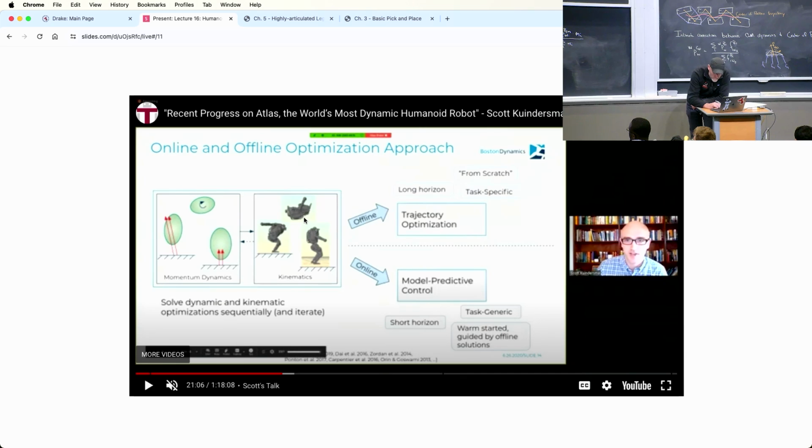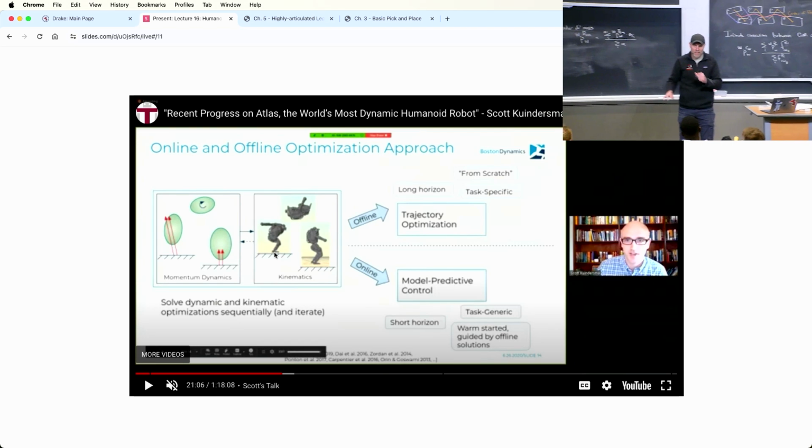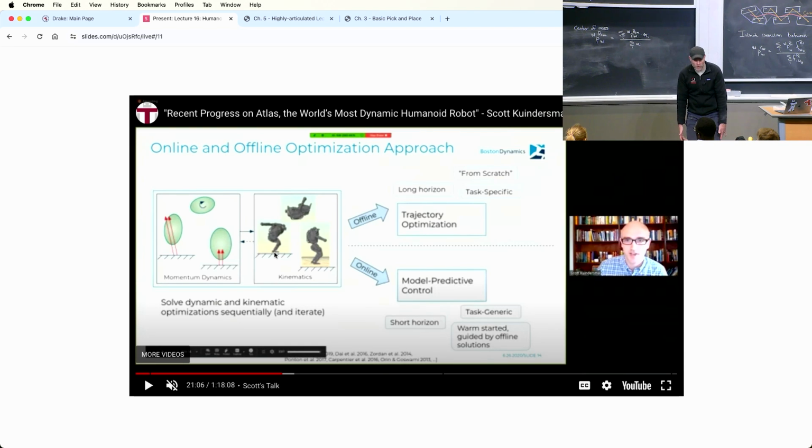Even if you're doing a flip like this, your centroidal dynamics are correct. They're not an approximation. They're exactly true about your center of mass and the total momentum around the center of mass. The only thing that you lose by planning in this sort of centroidal dynamics plus kinematics is if you have things like torque limits.